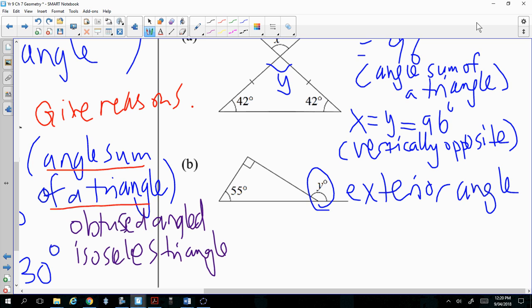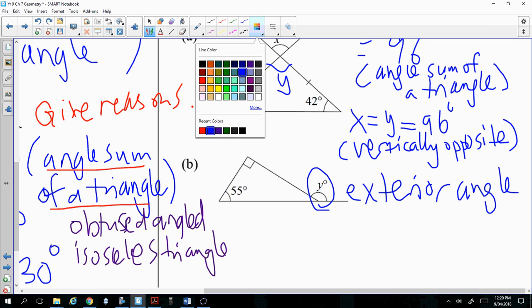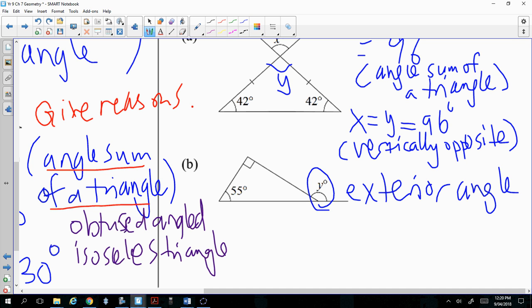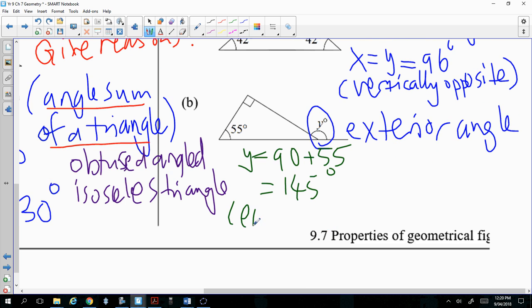Now, let me show you a faster way. The faster way is y equals, what did you say, Luca? That's the one I'm looking for. See, it's fast. Use the exterior angle theorem. That equals 145. And you quote a different rule. You say exterior angle of triangle. So can you see that's faster?